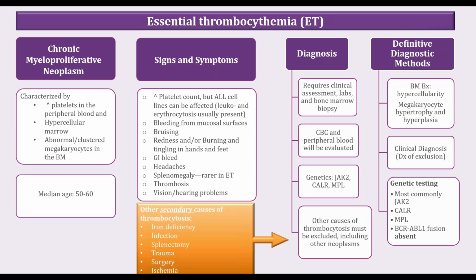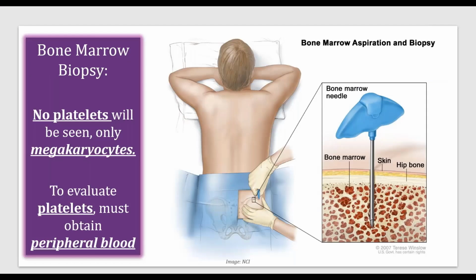And our definitive diagnostic methods, so we're looking for bone marrow showing hypercellularity with megakaryocyte hypertrophy and hyperplasia. And again, genetic testing ruling out CML with that Philadelphia chromosome being absent, and the JAK2 mutation is a possibility as well as those other mutations there. So based on what we just learned, we now know that we'll never, ever, ever see platelets in a bone marrow sample. Instead, we'll be looking for megakaryocytes in the bone marrow, and then we'll be looking for the platelets in the peripheral blood smear.